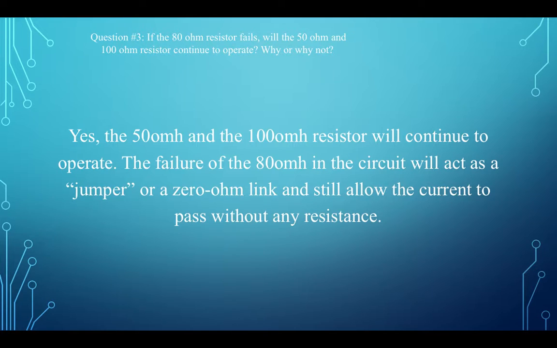Question 3, if the 80 ohm resistor fails, will the 50 ohm and the 100 ohm resistor continue to operate? Why or why not? Yes, the 50 ohm and the 100 ohm resistor will continue to operate. The failure of the 80 ohm in the circuit will act as a jumper or a 0 ohm link and still allow the current to pass without any resistance.